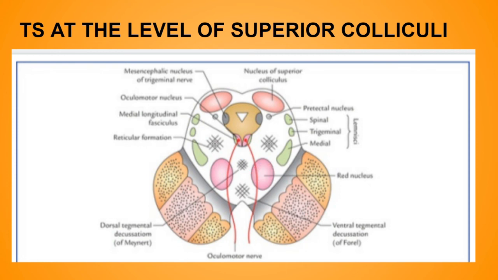The white matter basically contains the decussation of the fibers. As you can see, these are the 2 decussations of the fibers. First of all, this is the dorsal tegmental decussation of Meynert. This decussation contains the tectospinal and the tectobulbar tracts arising from the superior colliculi and forms the dorsal tegmental decussation of Meynert. While this decussation is of the fibers of the rubrospinal tract arising from the red nuclei, forming the ventral tegmental decussation of Forel.